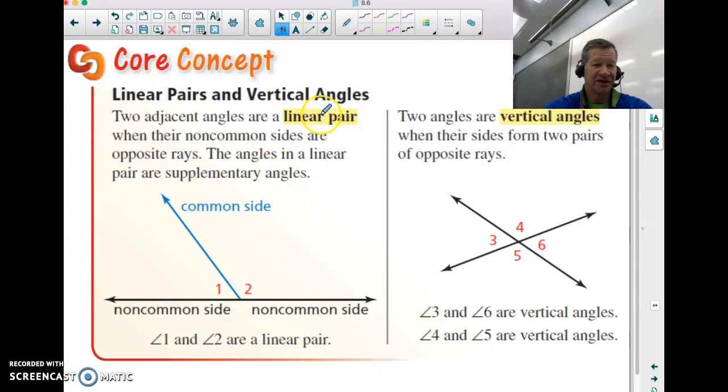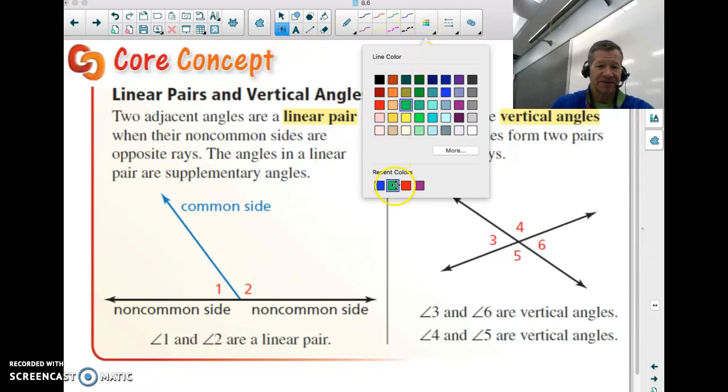So the first thing is a linear pair. A linear pair is two angles that are adjacent. Notice angle 1 and 2 here. They have a common vertex right there. So that's one of the things, at least, that makes them adjacent.